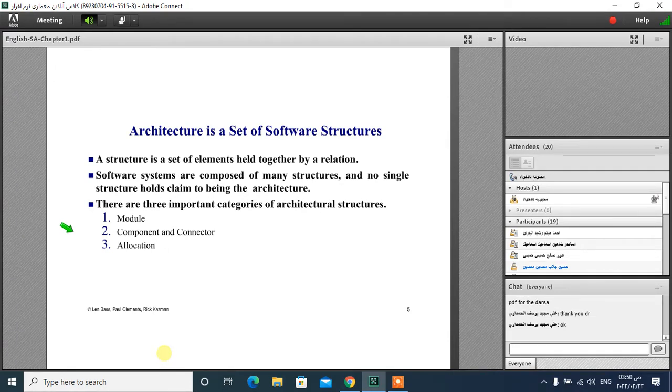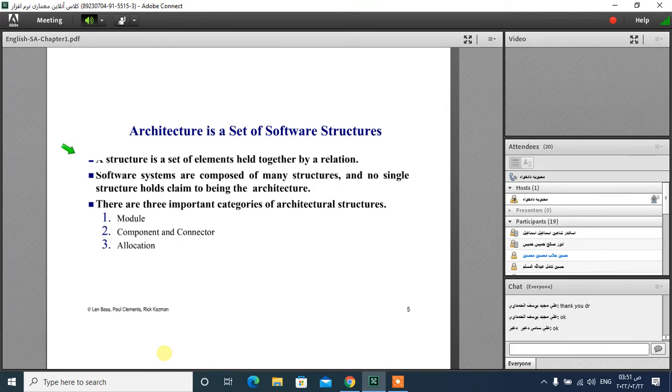In our definition for software architecture, there was a phrase that said the architecture is a set of software structures. So in software architecture, we may have multiple structures, not just a single one. But what is the definition of a structure in a software? A structure is a set of elements that are held together by a relation.